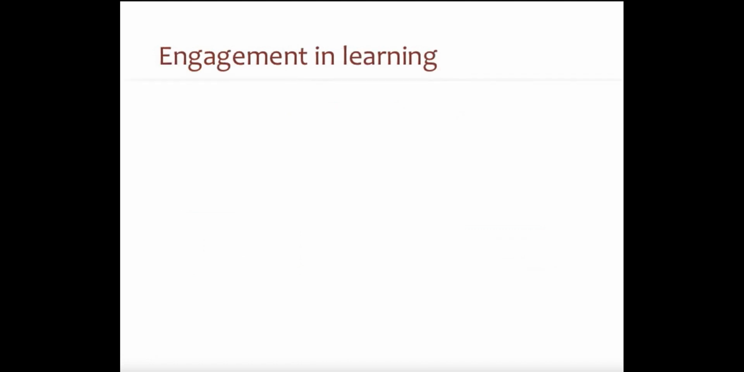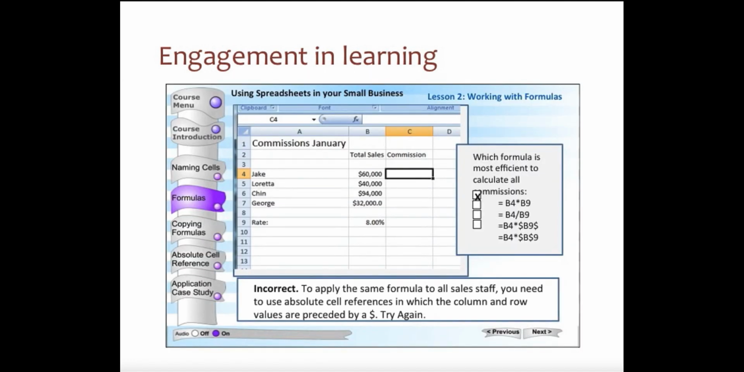Regardless of delivery media, all learning requires engagement. In this case, this is a spreadsheet that prompts the user to answer the question, which formula is most efficient to calculate all commissions? In this case, they've made an incorrect answer. So they're given a prompt that it is incorrect, but then given the correct information and asked to try again. So in this case, the answer would be the last one, which has the dollar signs. This is actually an example from the book about engagement in e-learning.